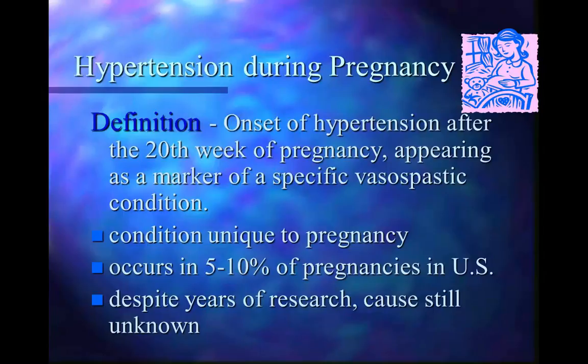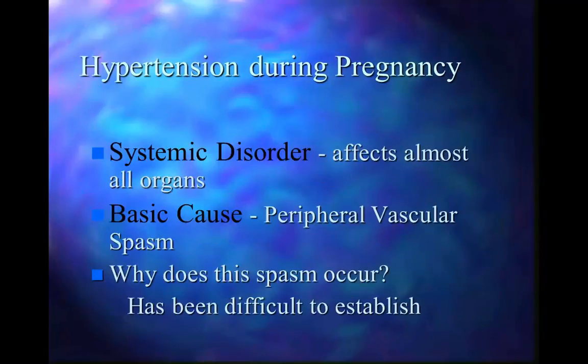Its definition is onset of hypertension after the 20th week of pregnancy, and it appears as a marker of a specific vasospastic condition. So this condition is unique to pregnancy. It is fairly common. It occurs in 5 to 10% of pregnancies in the United States, and despite many years of research, the cause is still unknown.